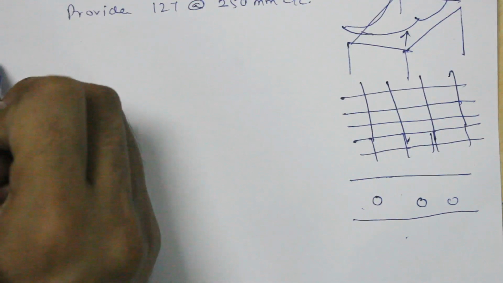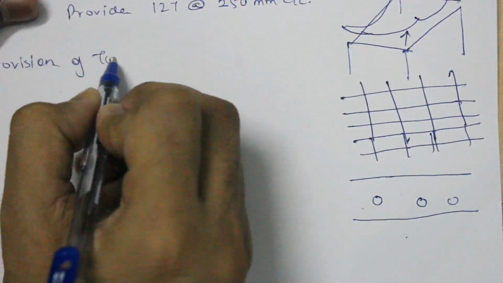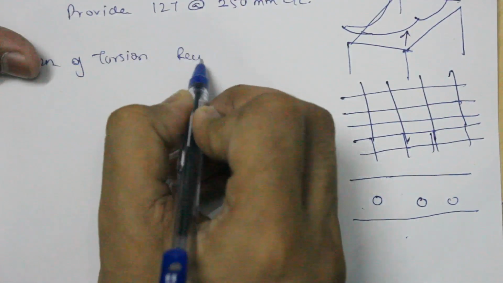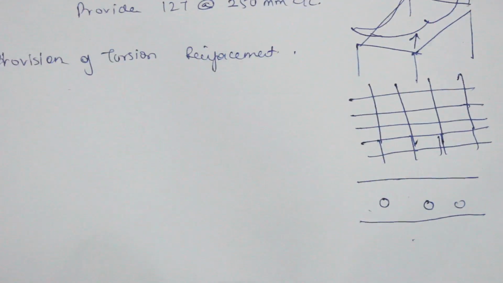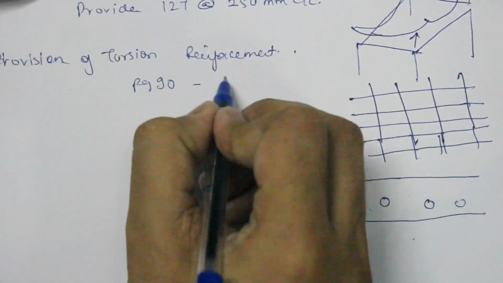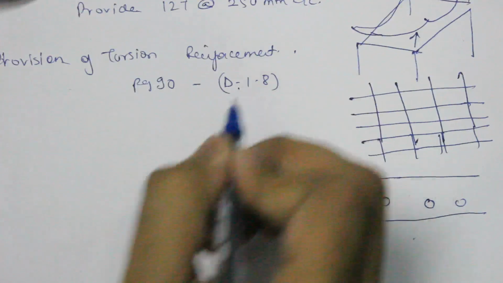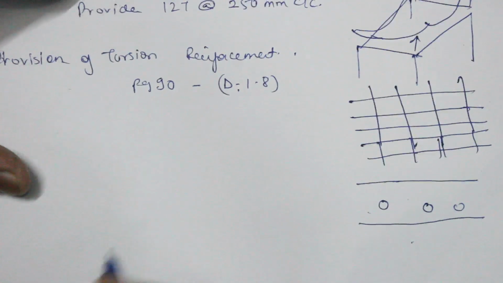So I'll write down the provision of torsion reinforcement. Okay, it is given on page number 90 in clause D-1.8. So if you want to refer to anything about two-way slabs, you can refer to page number 90 of the IS code. It has all the details mentioned about two-way slabs, so you can check it out at least once.